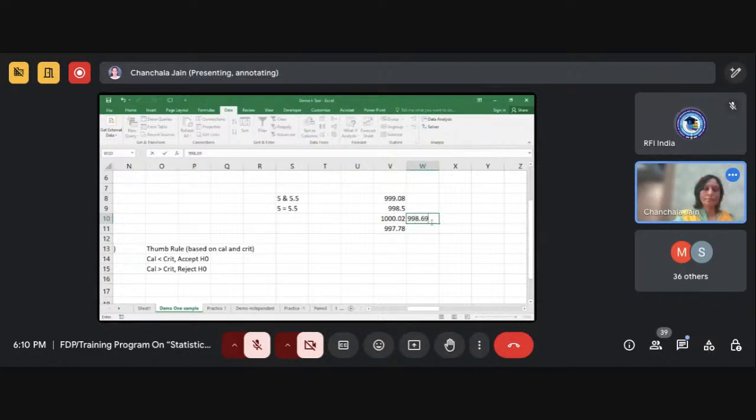Is it okay? Getting? Yes, ma'am. Now the company was claiming that the bottle is storing 1 liter, that is 1000 ml, but the average is coming as 998.69 ml. So now you need to tell me whether we will reject the claim of the company or accept the claim. Reject, ma'am. We will reject the claim.